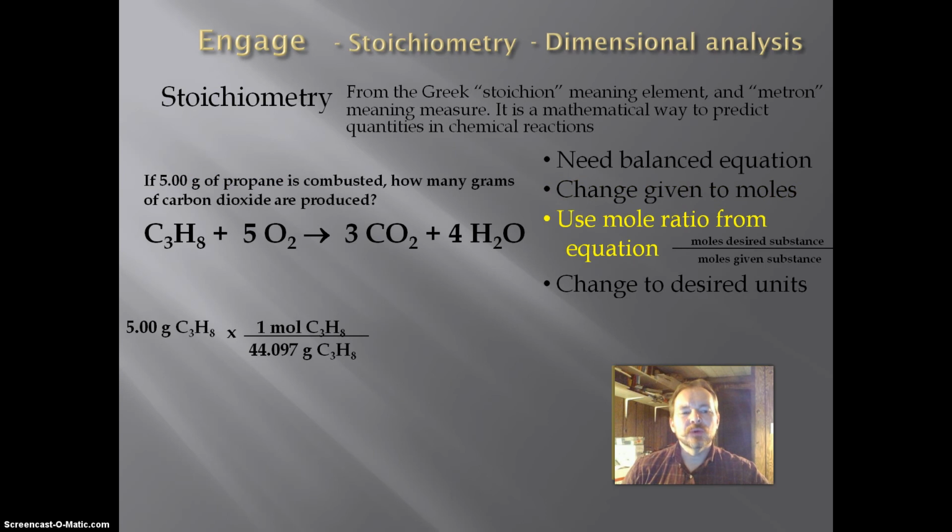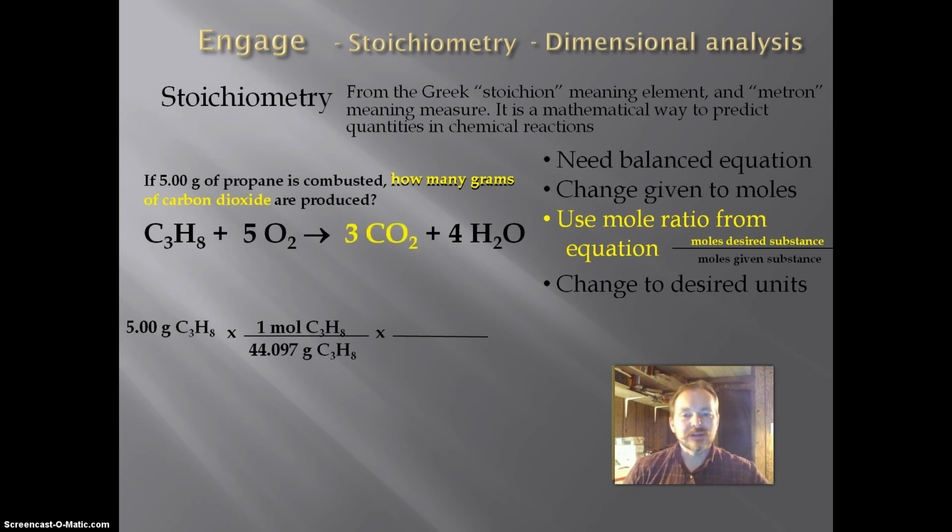Now we need to use a mole ratio from the balanced equation. And we're going to start with the moles of our desired substance. So if we read in the problem, that's going to be by the question word where it says how many grams of carbon dioxide. In the balanced equation, we can see that there is a 3 in front of the carbon dioxide. So I'll place 3 moles of carbon dioxide in the top of the next step of my fence.